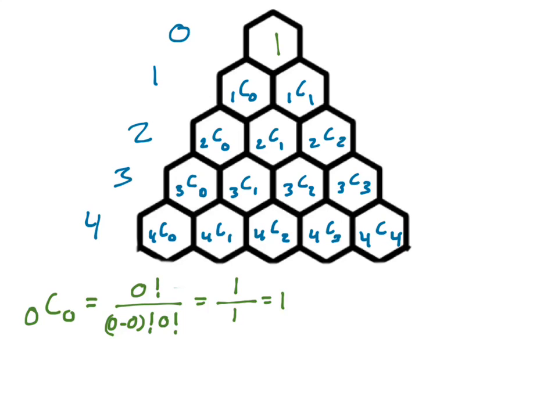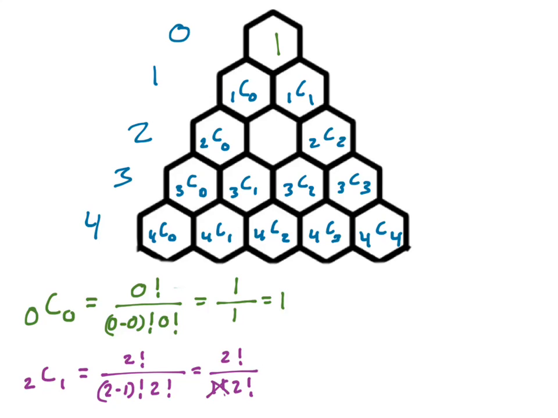Okay, and then let's see. I'm going to skip around, but you guys got to do all of them. I'm going to do this one right here. Let's do 2 choose 1. That equals, we'll put 2 factorial on the top, and what do we get on the bottom? 2 minus 1 factorial times 2 factorial. So on the top, we still have 2 factorial. On the bottom we get 1 factorial times 2 factorial. And 1 factorial, that's not going to do anything. So let's just cross them out. Oh look, 2 factorial divided by 2 factorial. What's that going to be?